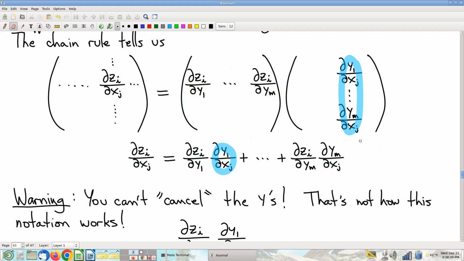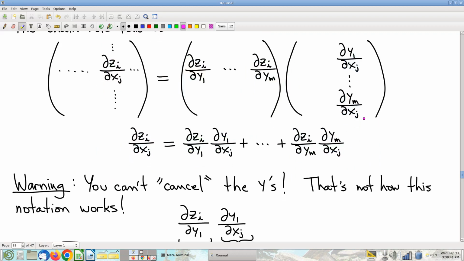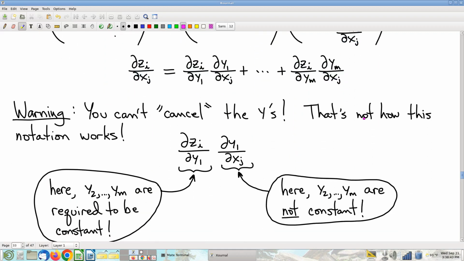Okay, so I do want to warn you about one thing here. A lot of students get confused about the following. There's a temptation to say that I can cancel. There's partial y1 up here, there's partial y1 down there, so those just cancel, like we've been canceling numerator and denominator common factors since elementary school. It feels like you should be able to do that. You can't. That's not a thing in multivariable calculus.